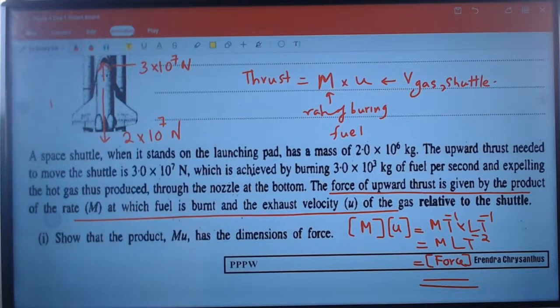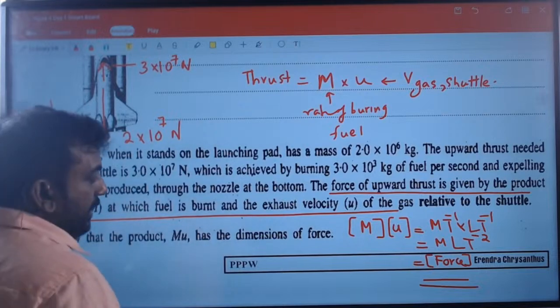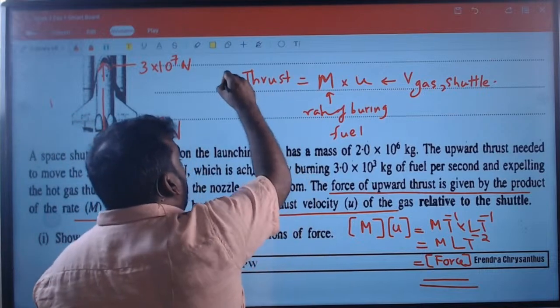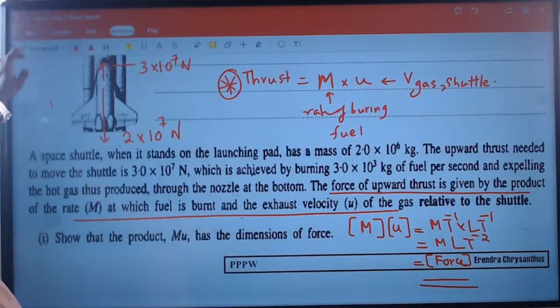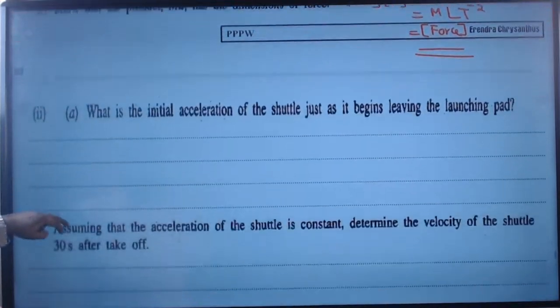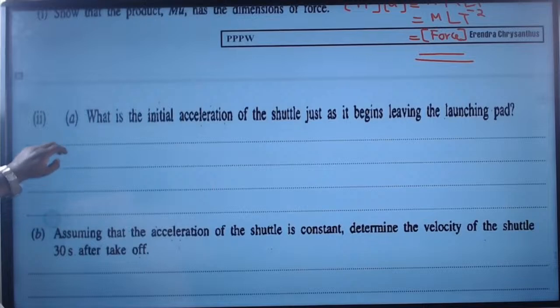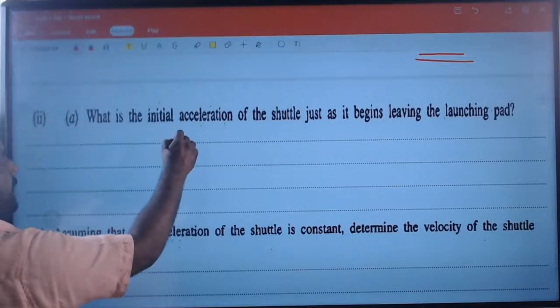Simple, no? Dimensions of force. So these are difficult. They have given you this part. Whatever they have given, write separately. Okay. Next one. What is the initial acceleration of the shuttle just before it leaves?